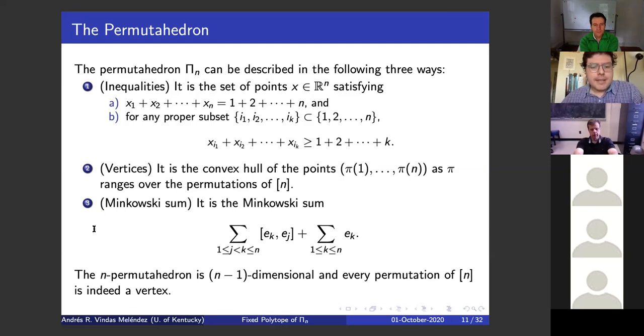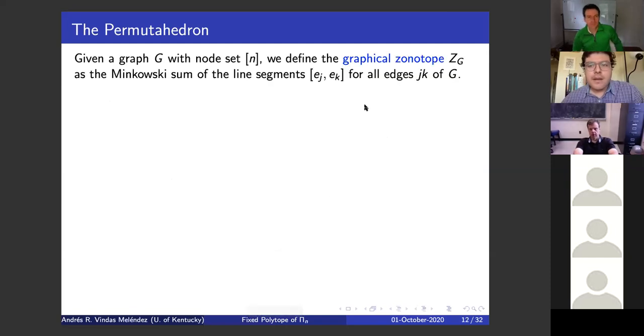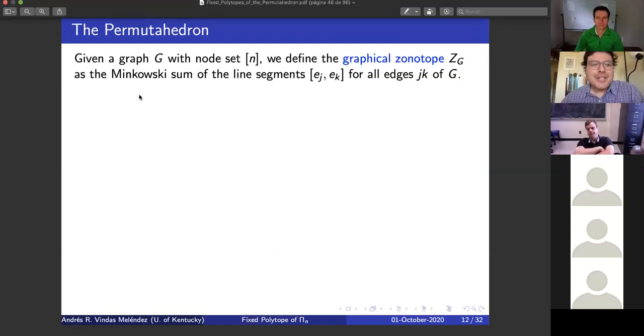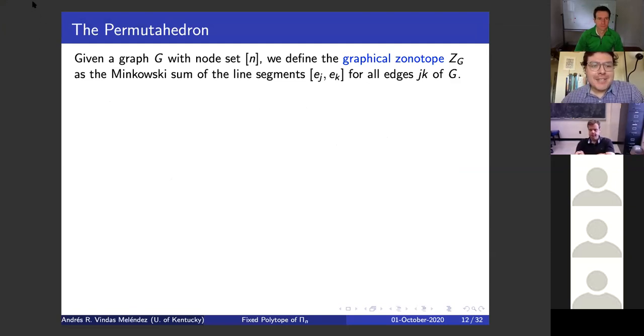As I mentioned before, the n permutahedron is n-1 dimensional, and every permutation of n is indeed a vertex. And so I'm going to spend a little bit more time talking about this Minkowski sum. And so here's my cheap sneaking into some graph theory. I was trying to upsell this a little bit.